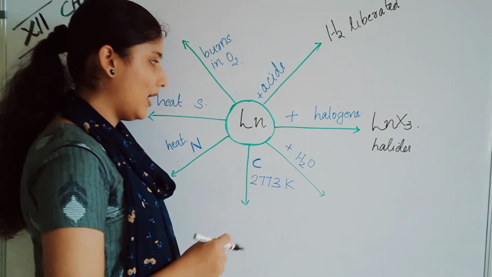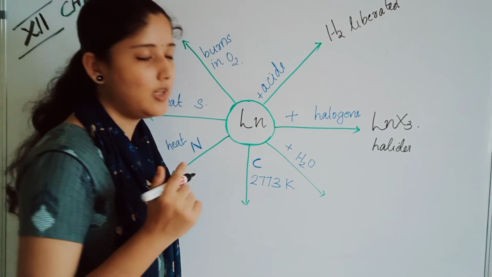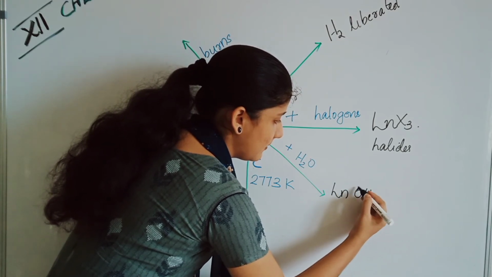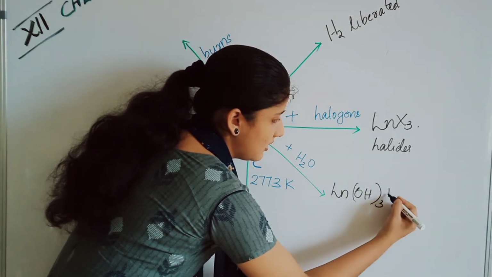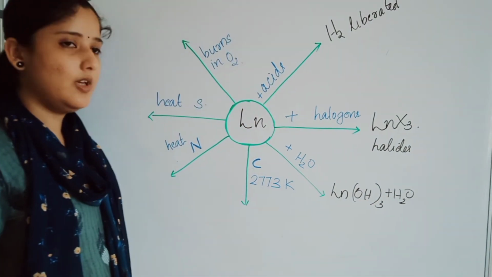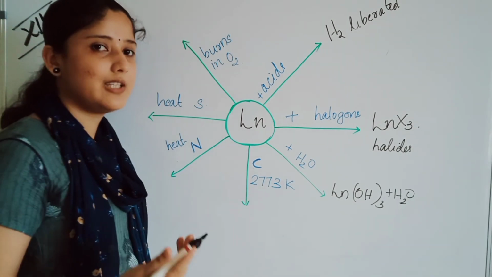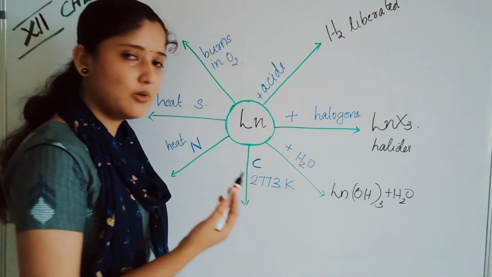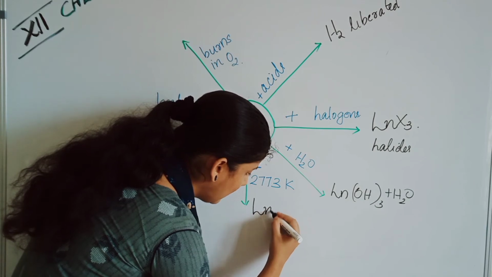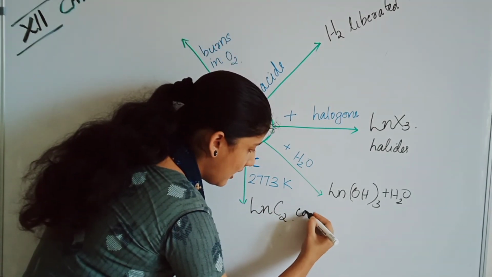The next reaction is when lanthanoids react with water. With water, what will we get? We will get hydroxides, Ln(OH)3, plus H2. When we react lanthanoids with carbon at high temperature, that is at 2773 Kelvin, we will get carbides, that is lanthanum carbide, LnC2.